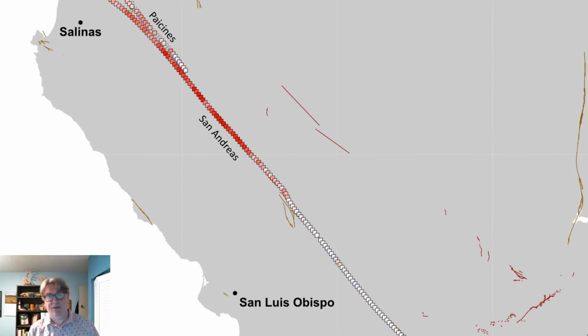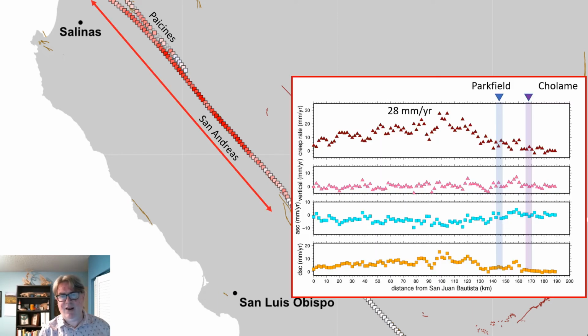Here we've zoomed in on the Central San Andreas Fault, and I'm not going to labor the point very long, but what we see on the Central San Andreas Fault is a very consistent moderate to high creep rates along the fault, rising from around 0 up to about 28 millimeters a year, and then down to 0 again when we enter what we assume to be the locked segment in the Carrizo plane.